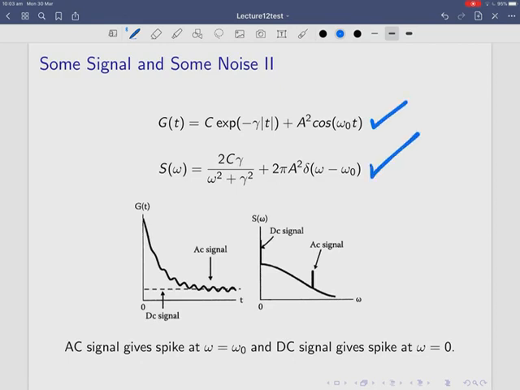Here's the power spectrum, and here are some graphs of different kinds of signals. Here we've got something which has a DC signal. It has an AC signal here, and it has some noisy bit as well. When you do that, what you find is the DC signal gives you a spike in the power spectrum at the origin, as it should. It's got zero frequency. The AC signal gives you a spike at whatever frequency it's acting at, and the rest of it gives you this background Lorentzian kind of stuff. And that's where we will end that particular lecture.